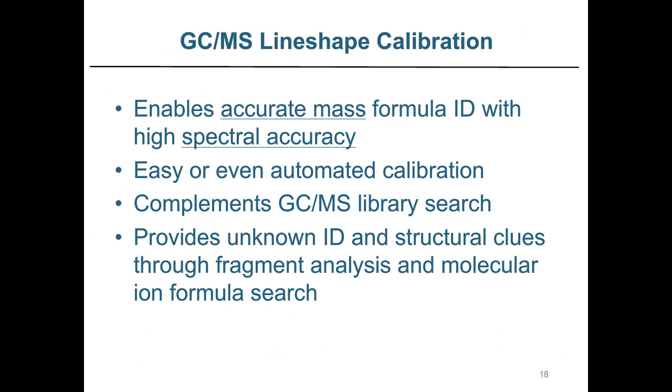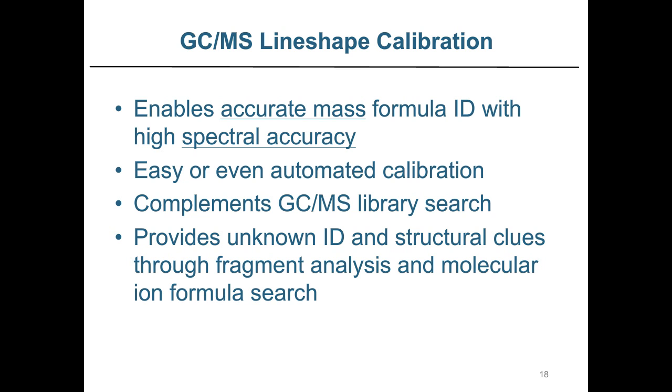So, just to sum up on the GCMS lineshape calibration: it will enable these types of instruments to produce accurate mass formula ID with very high spectral accuracy so that we can do elemental composition determination. It's very easy, and we can even automate the calibration process. So from the user perspective, it's a very easy experiment to perform.